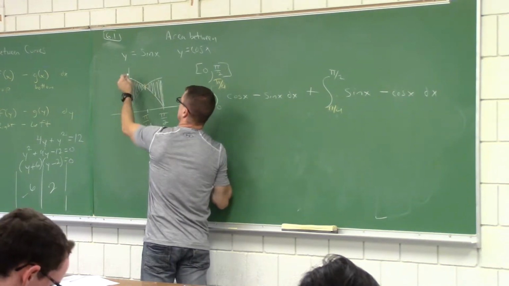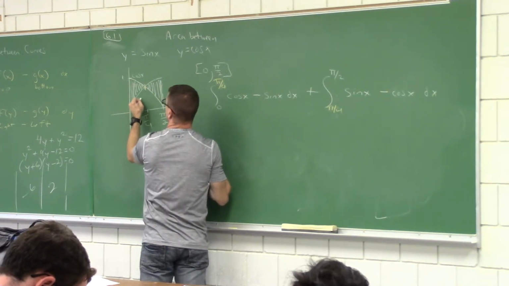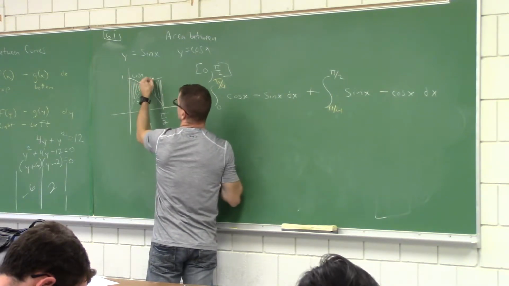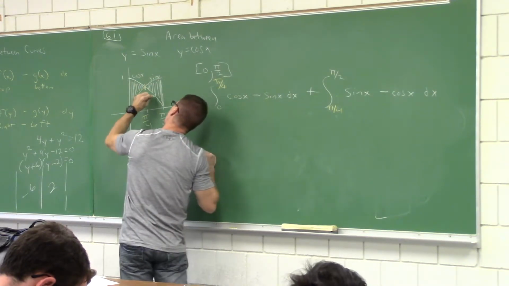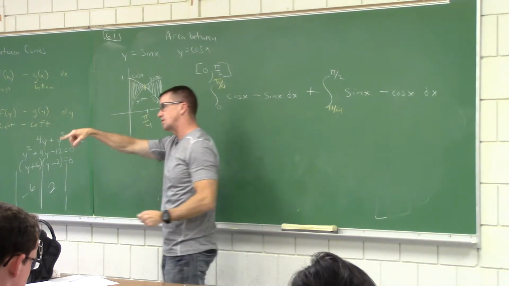And that's top minus bottom. This was cosine of x. This was sine of x. And then the top became the what? Sine of x. And who became the bottom? Cosine of x. They both intersected at 0 equal to pi over 2.